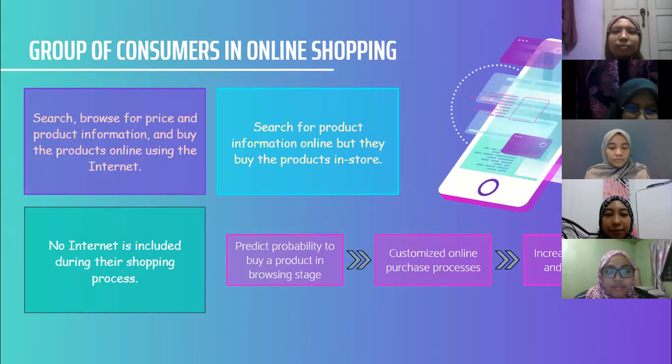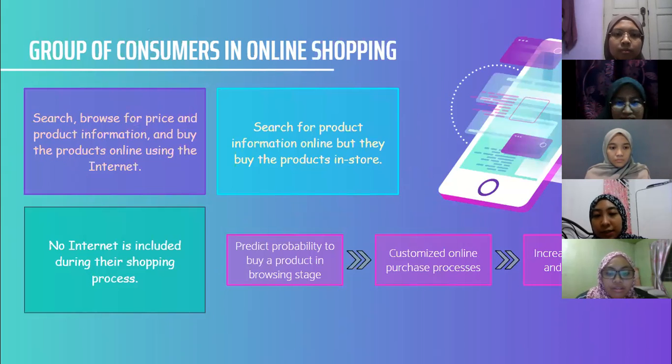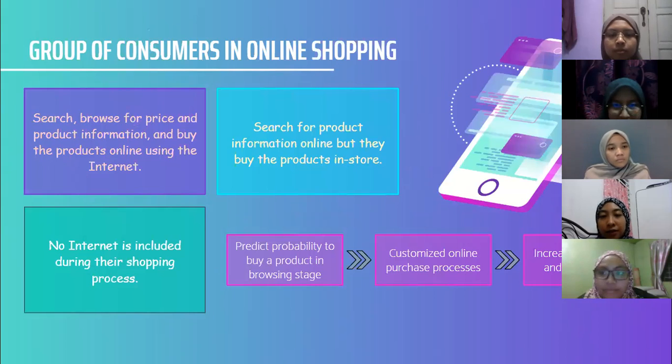So as Asma has said just now, the increasing use of the internet has made online shopping become more popular, and marketers felt the urge to analyze the shopping behavior of consumers. So in this research, three groups of consumers were detected regarding online shopping. The first group search and browse for price and product information, and then they buy the products online using the internet. The second group search for product information online, but they buy the products in store. And the third group is the consumers that do not involve the internet at all during their shopping process.